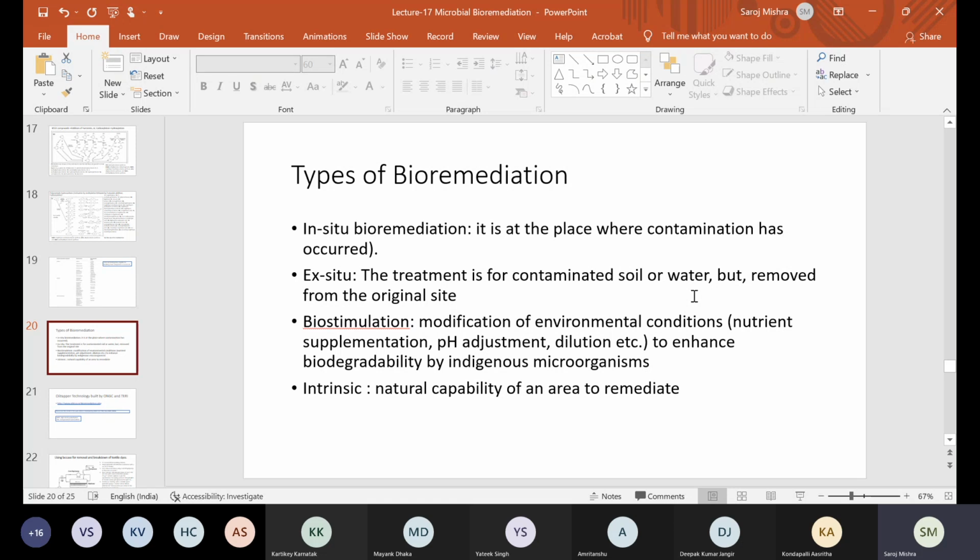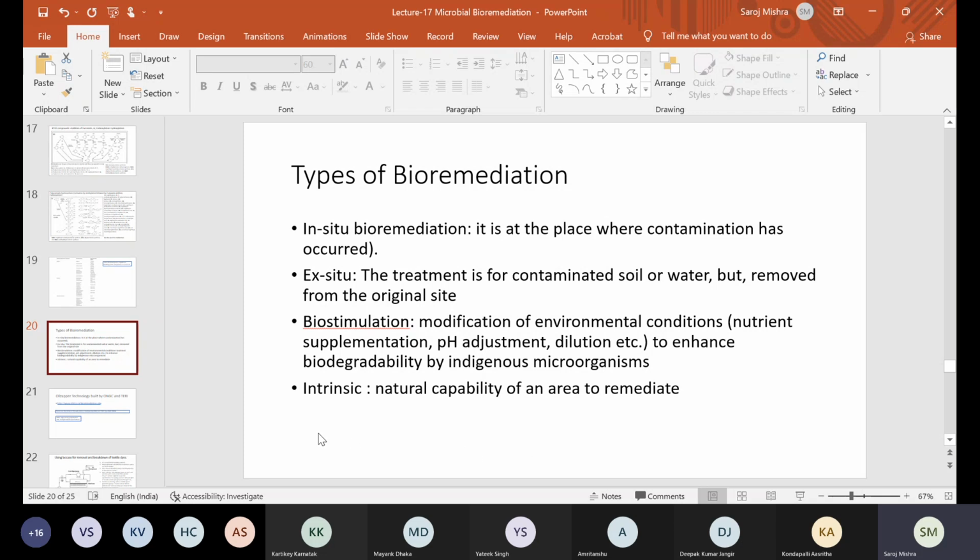Or then we say biostimulation, where in the same place you can modify the environmental conditions. You can supply them with nutrients, you can adjust the pH, dilution, etc., to enhance the biodegradability by the indigenous microorganisms. So it is exactly at the same place, except that you need to modify the environment in order for the natural microbial population there to act upon it.